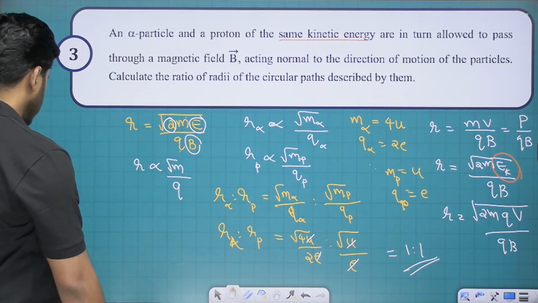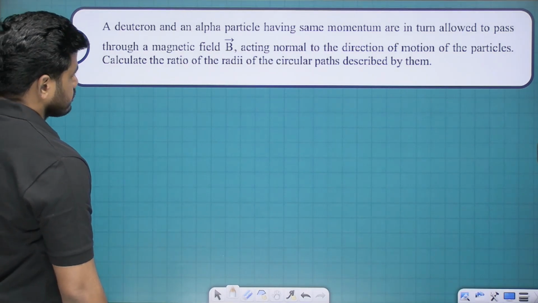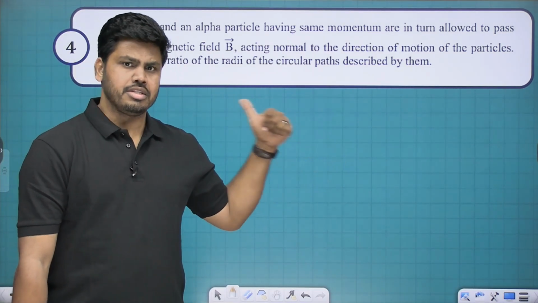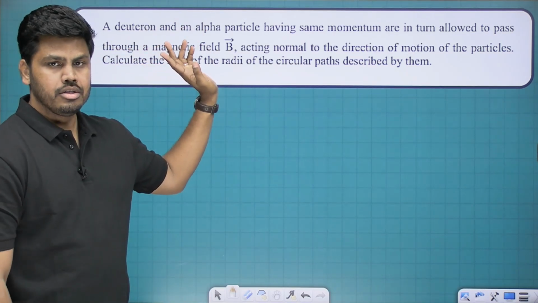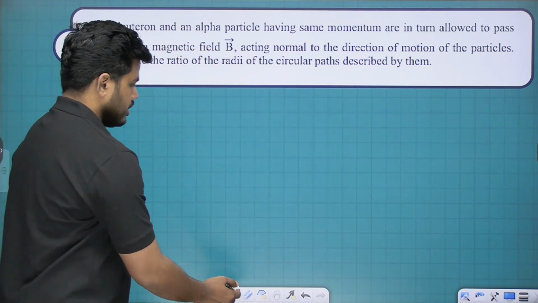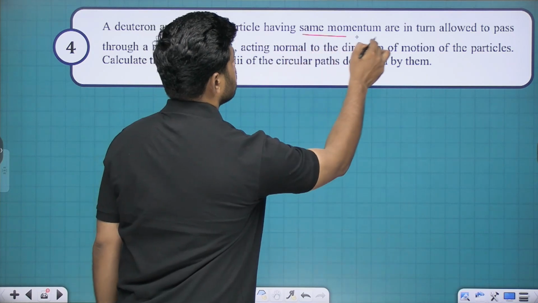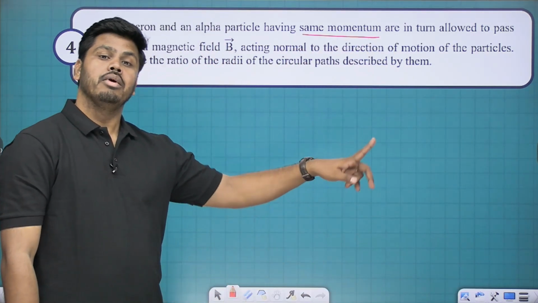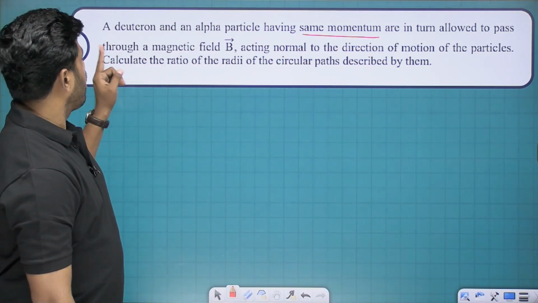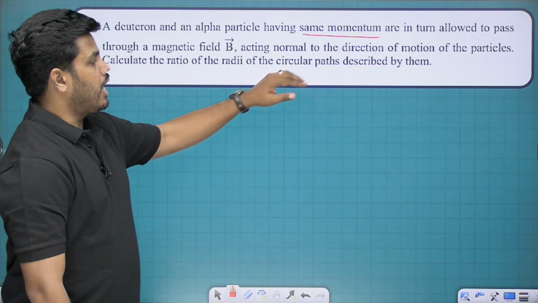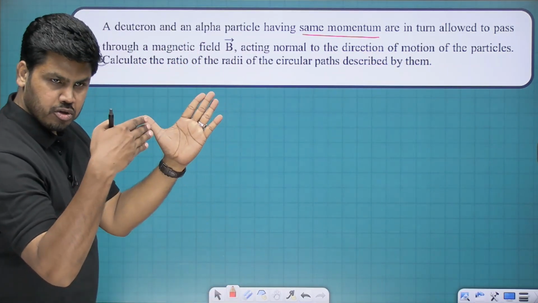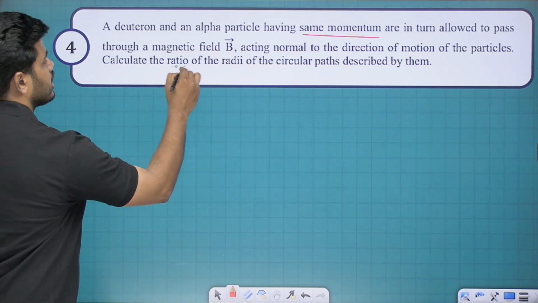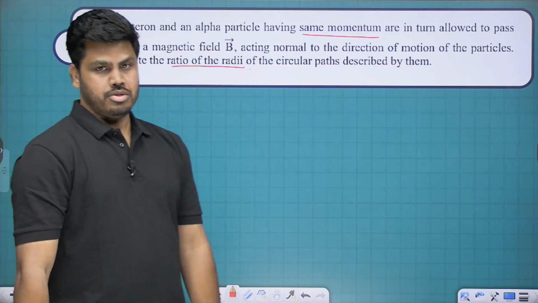Okay. Question number 4. A similar question. This time particles are different. Deuteron and alpha particle. And the situation is also different. They have the same momentum, not the same kinetic energy. They have the same momentum, and are in turn allowed to pass through the magnetic field B, acting on the remaining part is the same. Okay, they are entering normal to the magnetic field. You are asked to find out the ratio of the radius of the circular path.